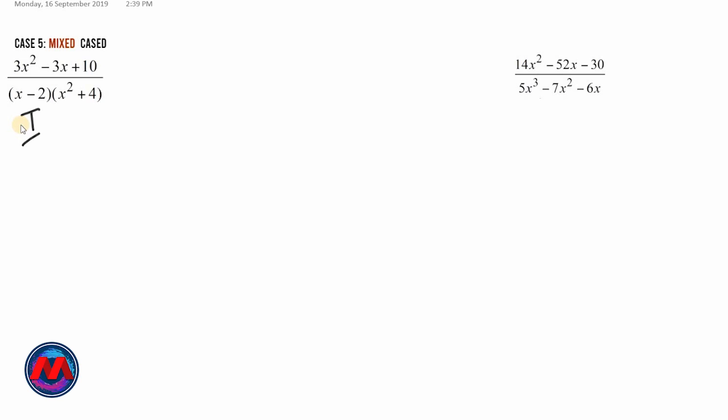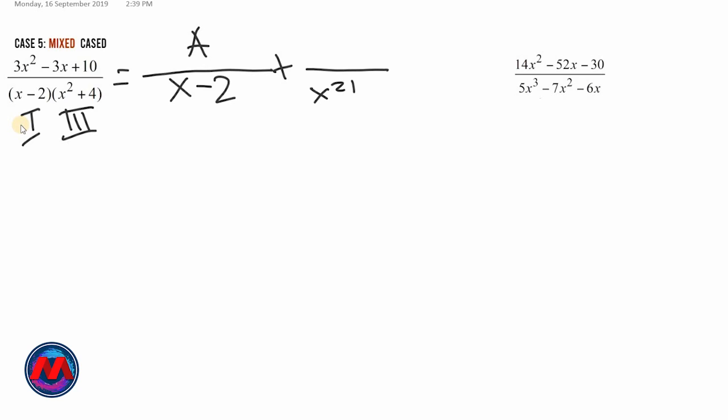Quadratic siya na hindi rin repeated, which is case 3. So, ito, mixture ng case 1 tsaka case 3. And, same rules apply. First is i-factor natin yung denominator nila, pero hindi siya pwedeng ma-factor. So, second step, i-set up natin siya. So, ito, since linear equation siya, yung sa taas niya is isang letter lang. Plus, ito, quadratic equation siya. X squared plus 4. So, ibig sabihin, yung sa taas niya is letter x, bx plus c.